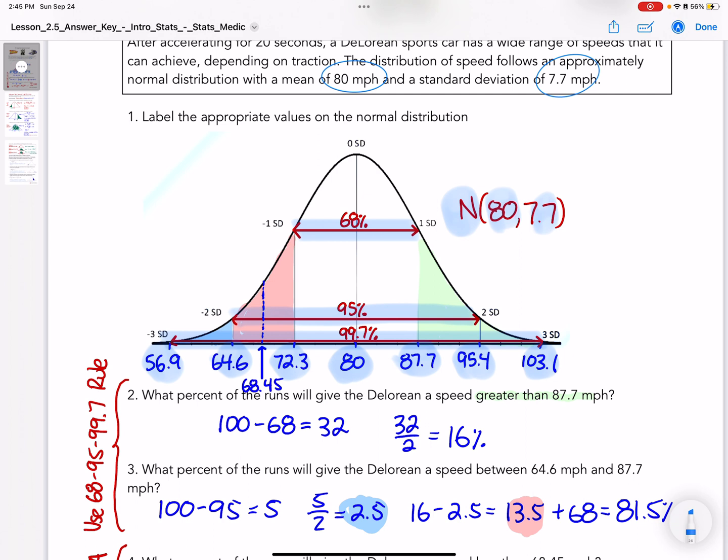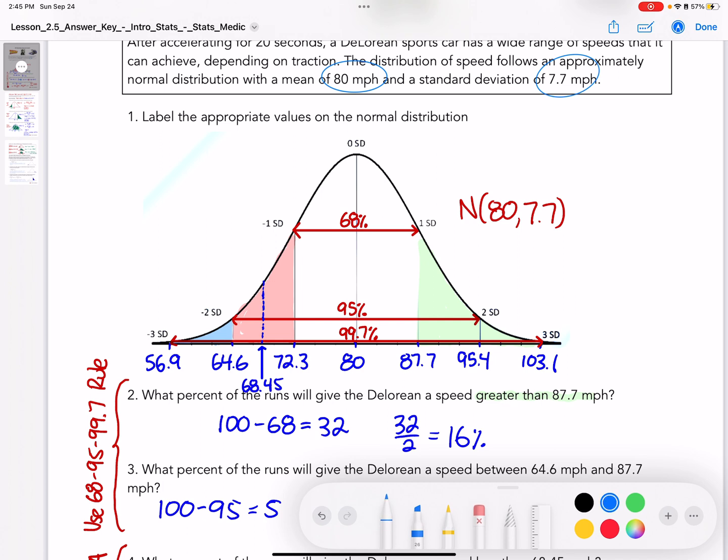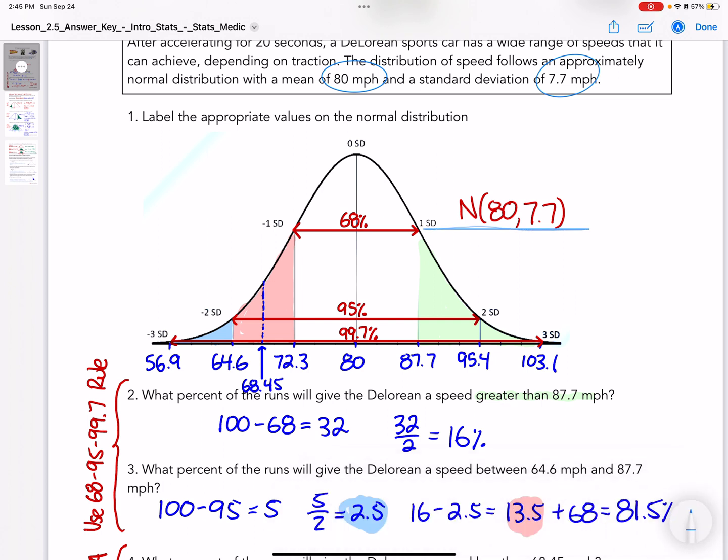Okay, so the first question said, what percent will give the DeLorean a speed of greater than 87.7? And you can see in mine here, that is shaded in green. Well, if you notice, it sits right at 1 standard deviation, and so remember, 68% is within the curve, so what is left on the outside of the curve is going to be 16% on the left and 16% on the right, and so that's how we got 16%.